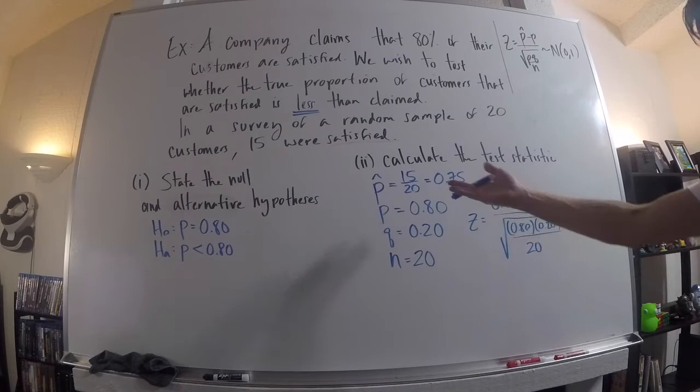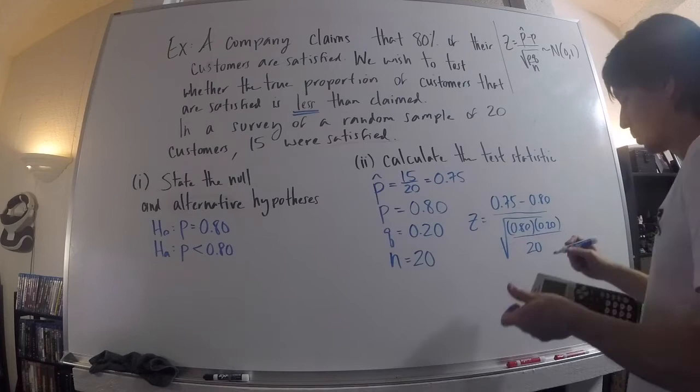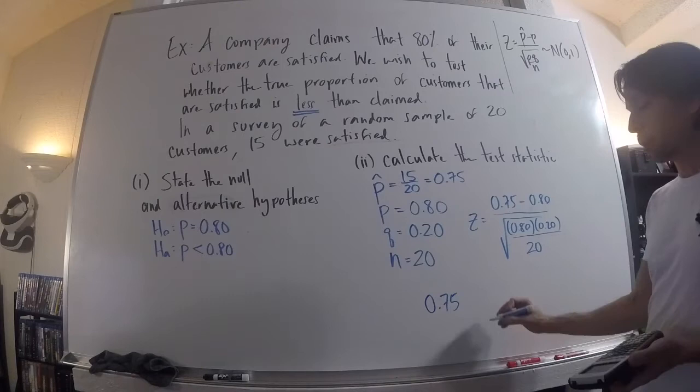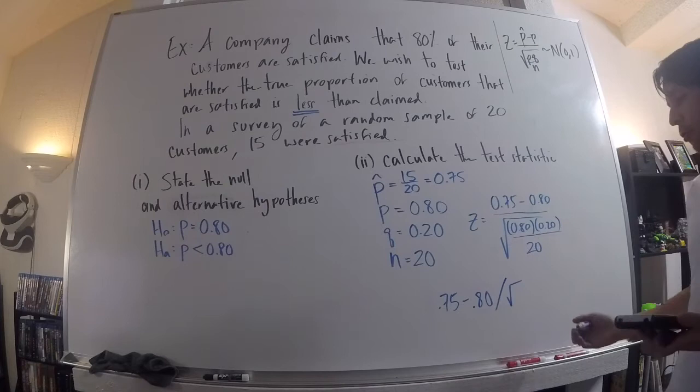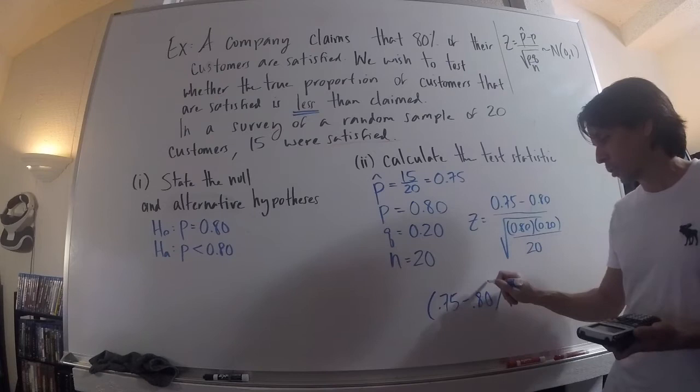Okay, so you have to be careful when you type it in. I'm going to do it all in one shot, and I recommend you do it in one step. I'm not even going to put the zero when I type it in. I'm going to do 0.75 minus 0.80, that's the numerator. I don't want to just do divide by the square root, because then it's going to do the division before the subtraction, and the way it's written, I need to subtract those first and then divide by that result. So I will need to use parentheses there.